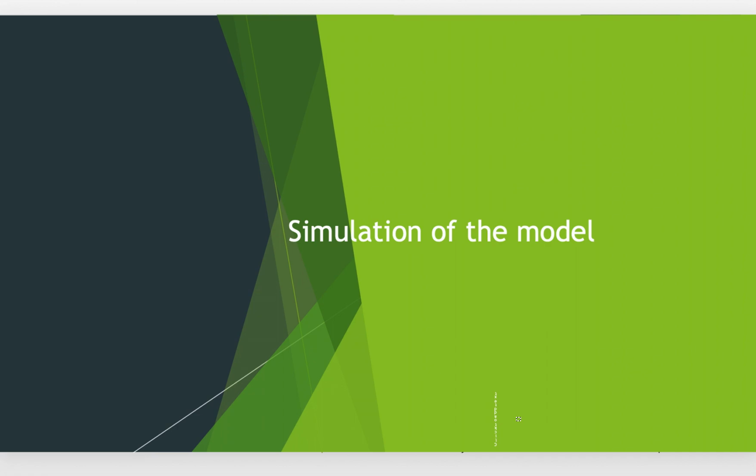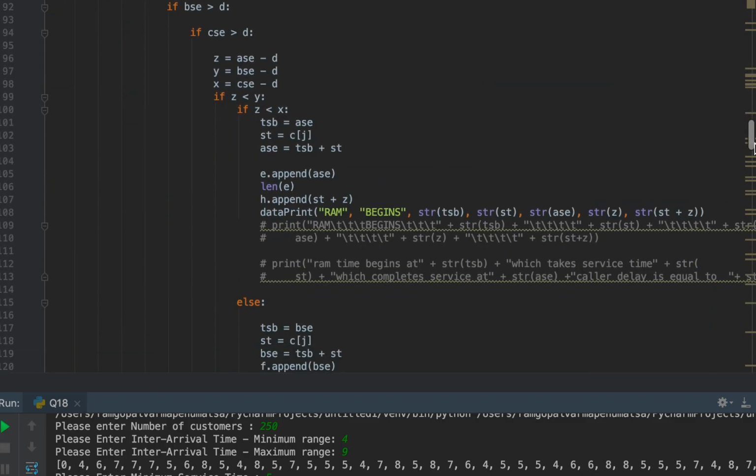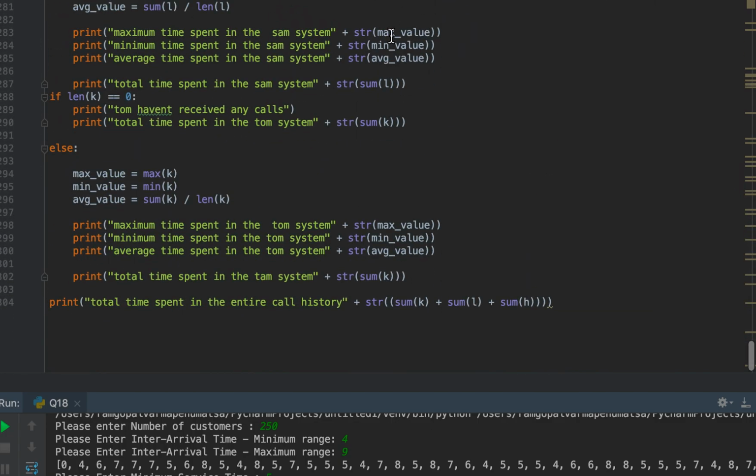Now let us go to the actual simulation of the model. This is the Python code written for our simulation. Now let us see the simulation.